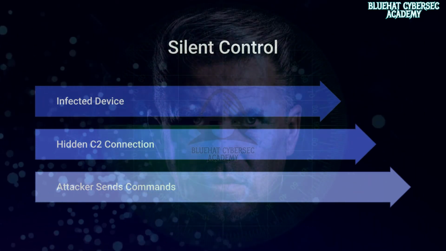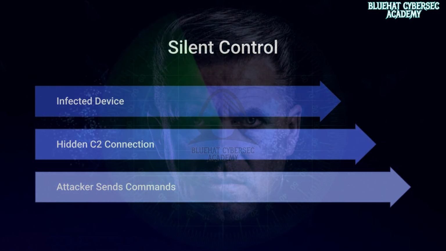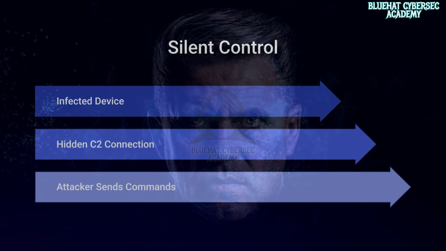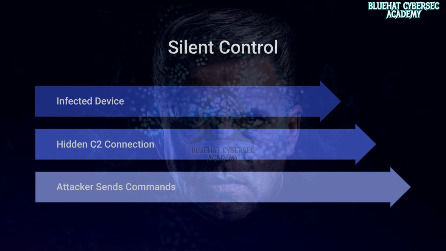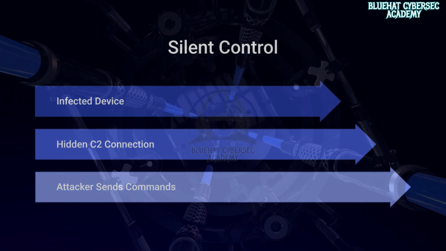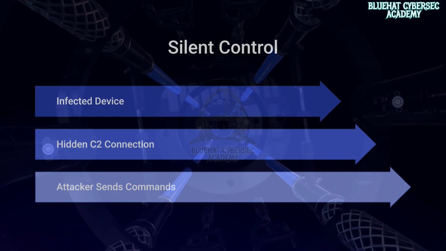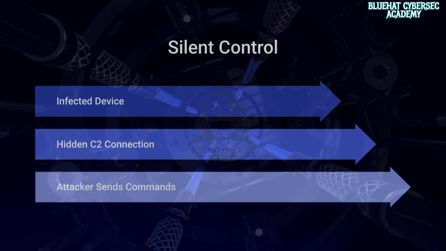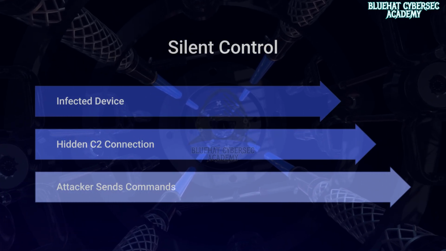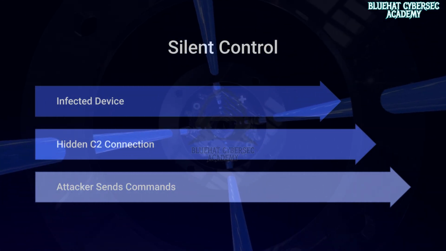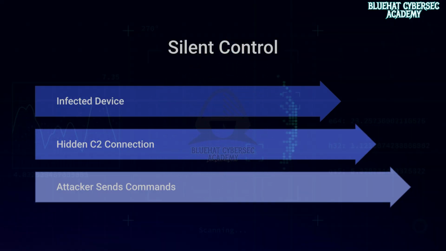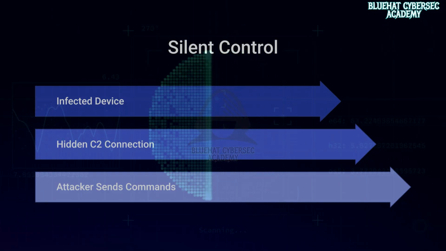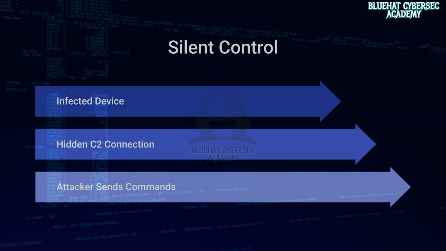Let's start with the foundation of everything, silent control, which is really the backbone of remote surveillance. A remote access Trojan creates a hidden connection between the infected device and the attacker's system, which is usually called a command and control server, or simply a C2 server. Once that connection is active, the attacker can send commands at will, as if they are physically using the machine. But unlike destructive malware that reveals itself quickly, RATs are built for stealth. Their entire purpose is persistence, staying hidden while silently collecting intelligence over time.